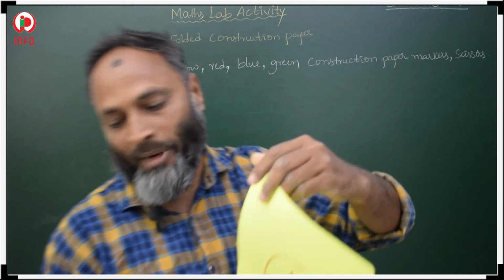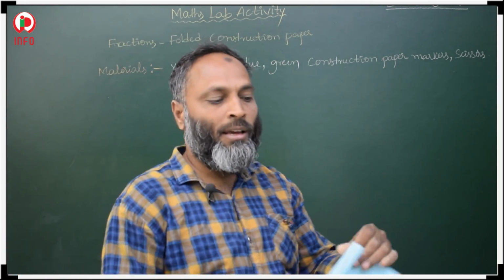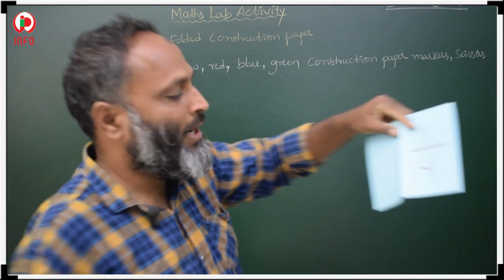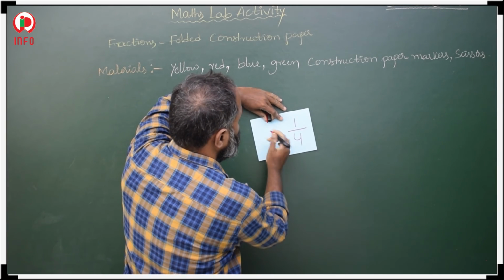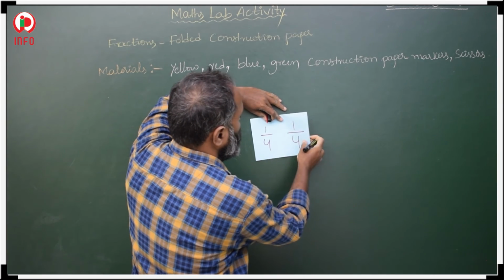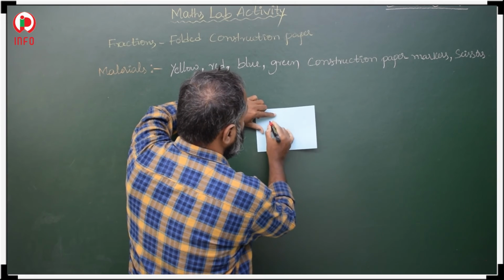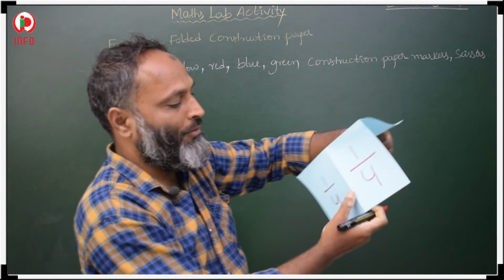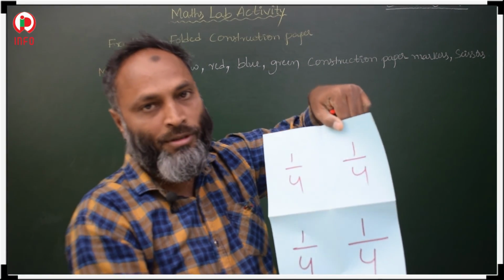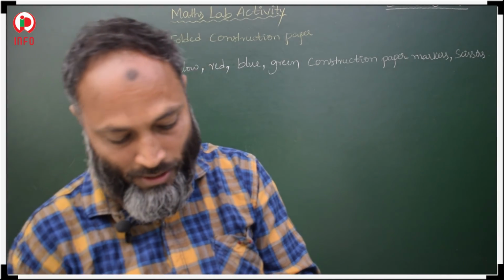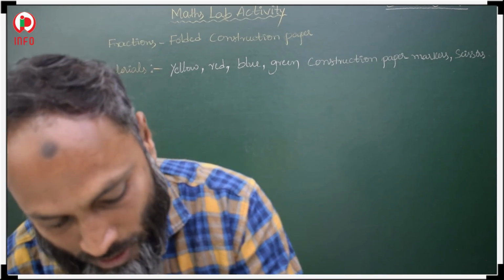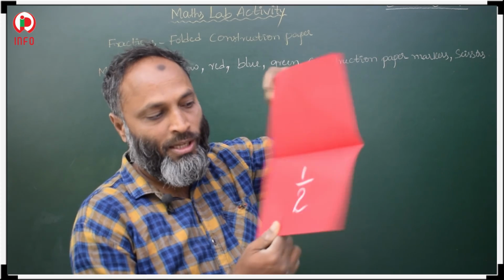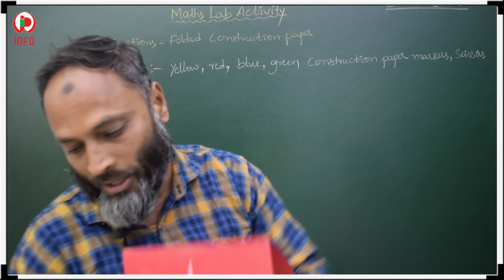If you want to do it practically, take a scissor and cut it. This is 1 by 4, and again here 1 by 4, and here 1 by 4, and here 1 by 4. All these are 1 by 4s. Now cut with a scissor, and write 1 by 2 on the 1 by 2 pieces everywhere. Here 1 by 2, and here also 1 by 2. Now cut with a scissor.